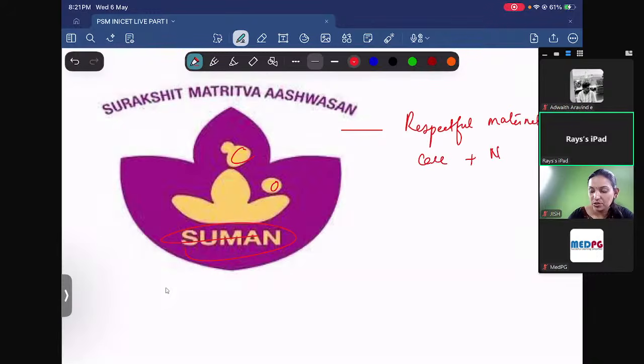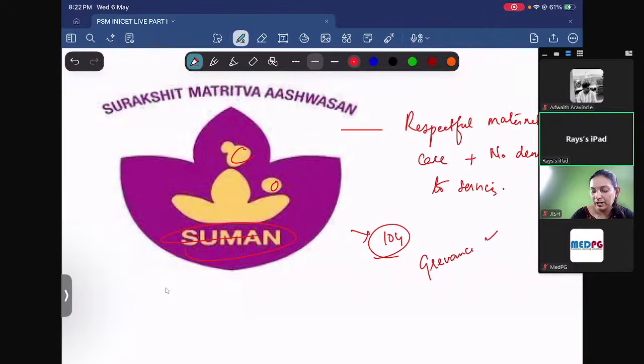Plus, to make sure that there is no denial of services. So she deserves the respect and dignity. That is Suman. And you have a grievance redressal mechanism. There's a number, 104, for grievance redressal. This is actually a helpline which is integrated with Suman. So in case she has some issues, she goes to a hospital, she's not given the services, dial 104 and you can register the complaint. That is your grievance redressal mechanism under Suman. Remember the logo very well.